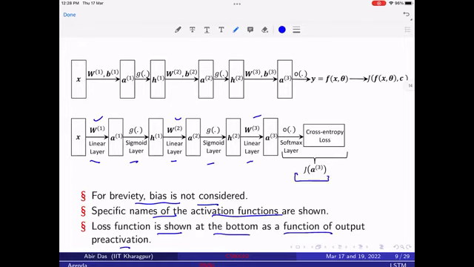So this is J(A3). Because J is a function of the predicted output, which in turn is a function of all these things, the output Y is also a function of A3. So I have just written J in terms of A3. It could have been written in terms of A2, H1, whatever, but I have just written it in terms of A3. So the loss function is shown at the bottom as a function of the output pre-activation, which can also be called the output logits. This is the notation.